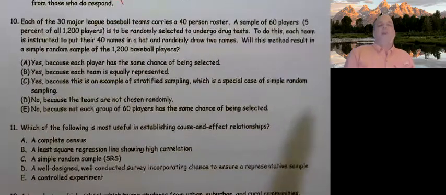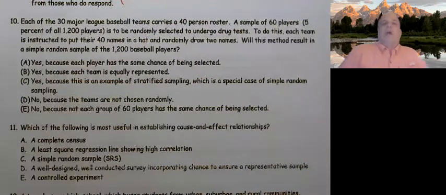All right, number 10. Each of the 30 major baseball teams carries a 40-person roster, a sample of 60 players. 5% of all 1,200 players is to be randomly selected to undergo drug tests. To do this, each team is instructed to put their 40 names in a hat and draw 2 names. Will this method result in a simple random sample of the 1,200 baseball players? And the answer is no.